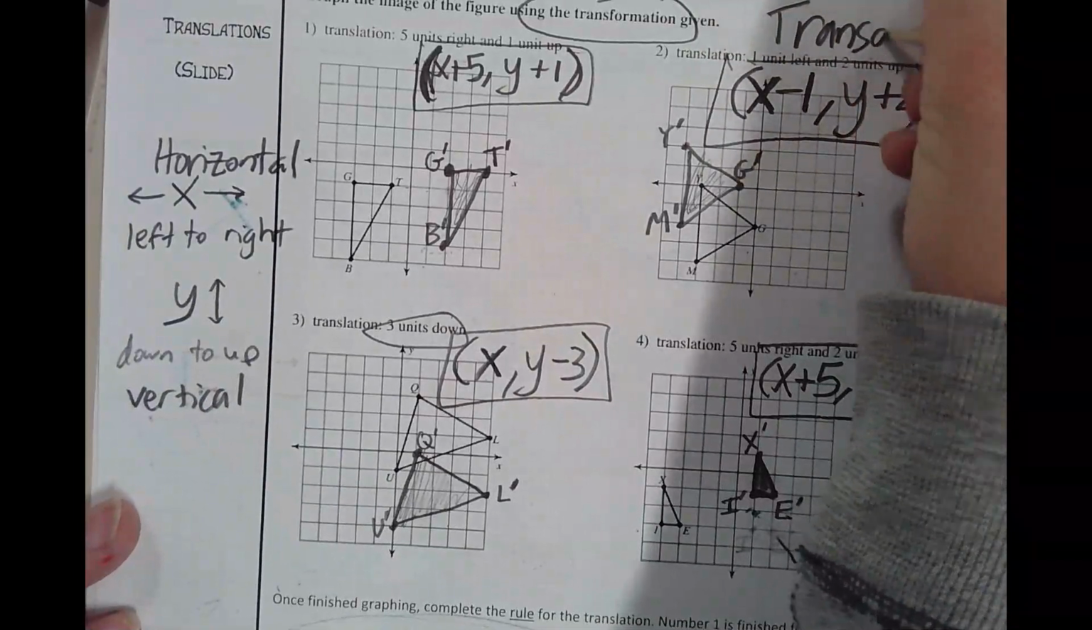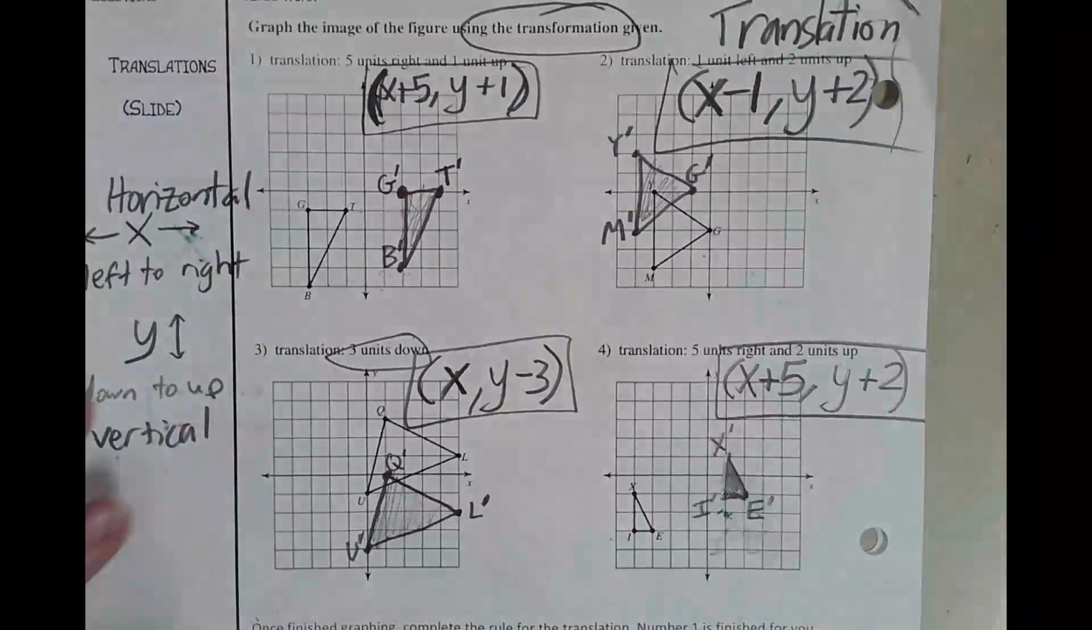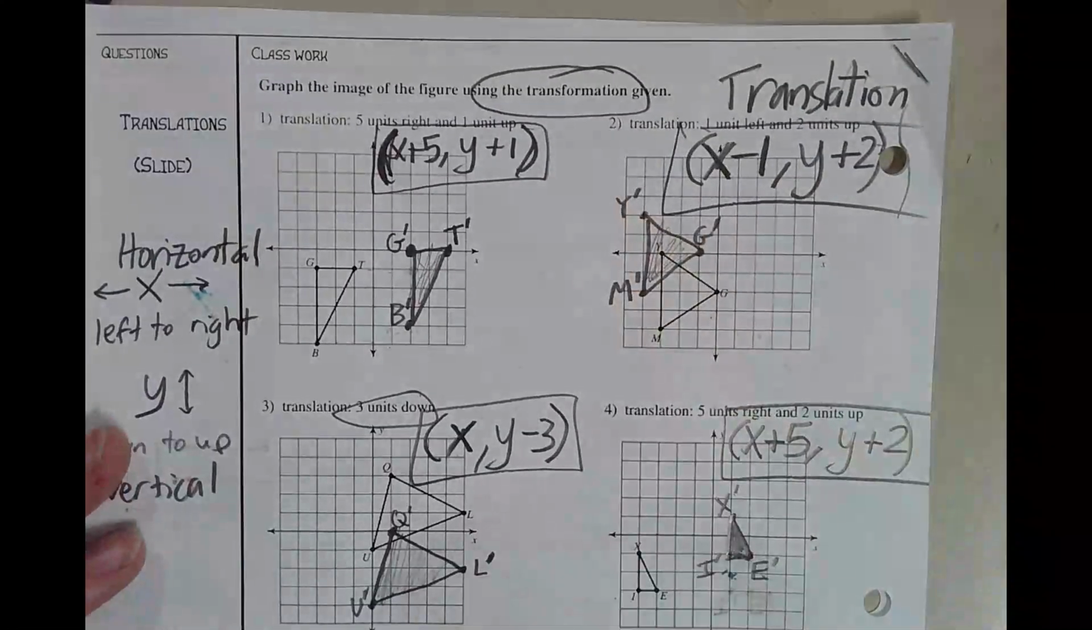So translation is all about left to right, up and down. And make sure you can write rules just like this.